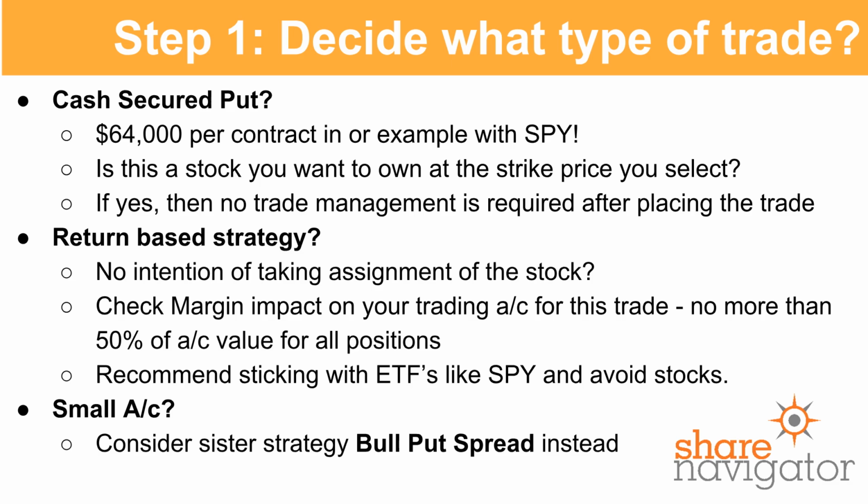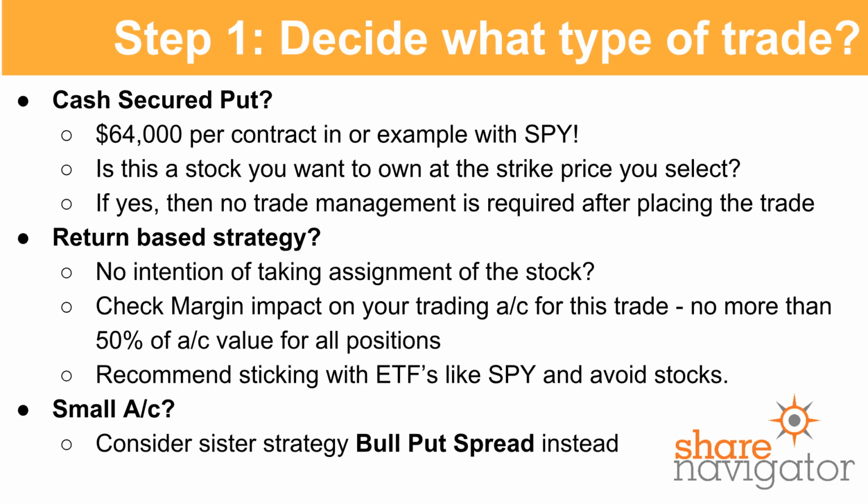But on the flip side, the return-based strategy, this is where you've absolutely no intention of taking assignment of the stock. And this is important then when you check the margin. We're going to show you later on in this episode how to do that. But our rule of thumb here is that your margin should be no more than 50% of the value of your account for all positions. So remember, if you have other positions in your account, they might have a margin position on them as well. So we're going to show you how you check that before you even place the trade. And remember, we're using a 30K account as an example with this short put trade on SPY. And the margin for that is about $9,000. Our total margin is just over 18. So we're thereabouts where we're saying we wouldn't place any more trades thereafter.